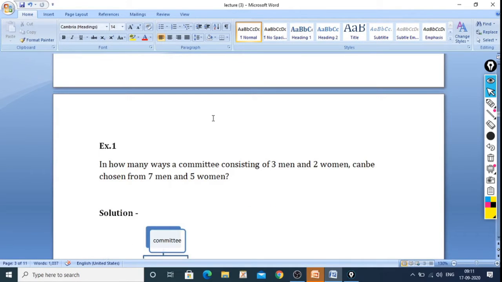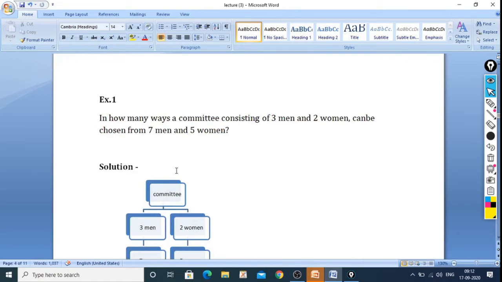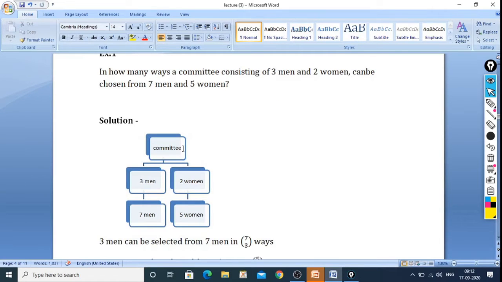Now let us see some examples related to these combinations by using the formula of combination. In how many ways a committee consisting of 3 men and 2 women can be chosen from 7 men and 5 women? Now see, we want to frame a committee. That committee requires 3 men and 2 women. In the population itself, we are having 7 men and 5 women. Now these 3 men will come from this 7 men. So we want to select 3 men from the 7.